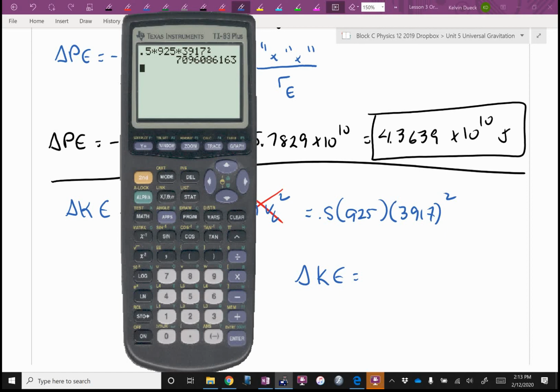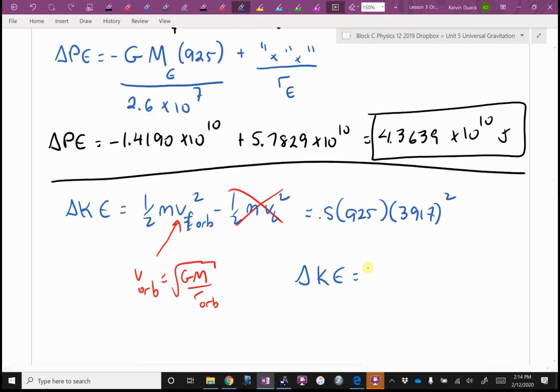9 is correct. You're going to find generally the potential energy is in the 10 to the 10th or 10 to the 11th range. The kinetic energy will be in the 10 to the 9th range. Much bigger portion of the energy, roughly 10 times more energy, is used to get it to the correct altitude. Only 1/10 of the energy is used to keep it in orbit. 7.096 times 10 to the 9th.